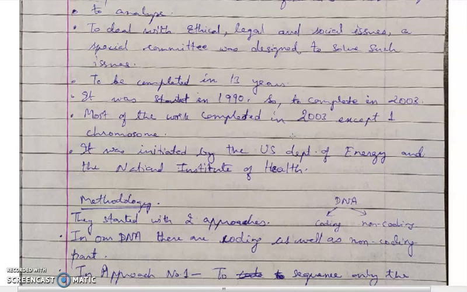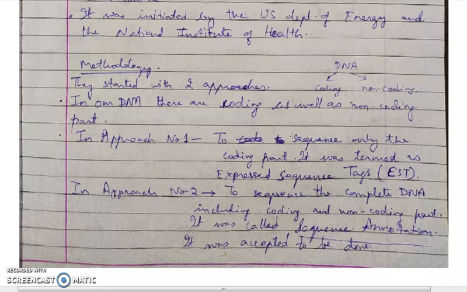So then we will talk about the methodology. They started with two approaches. We know that the DNA contains a coding and a non-coding part. The coding part is that which codes for the protein. Non-coding parts are the introns, which are not at all necessary. In our DNA, there are coding as well as non-coding parts.